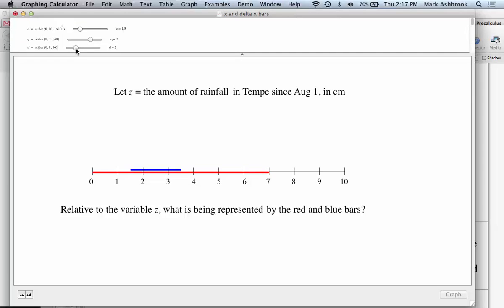Okay, so now I'm going to tell you that this change in the amount of rain starts at 2.79 centimeters and ends at 5.13 centimeters. What's the change in the amount of rainfall? What is delta Z? Find delta Z. What's the change in the amount of rainfall?